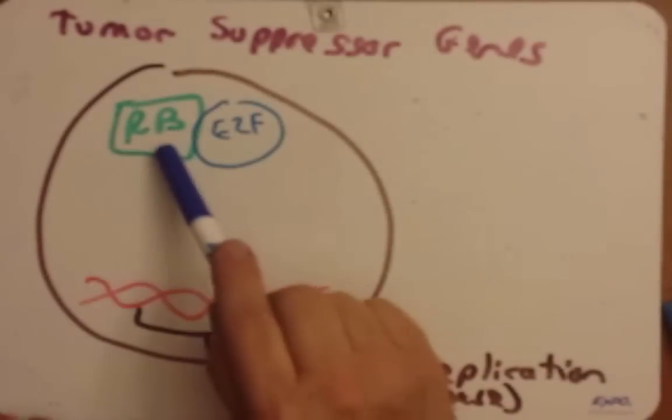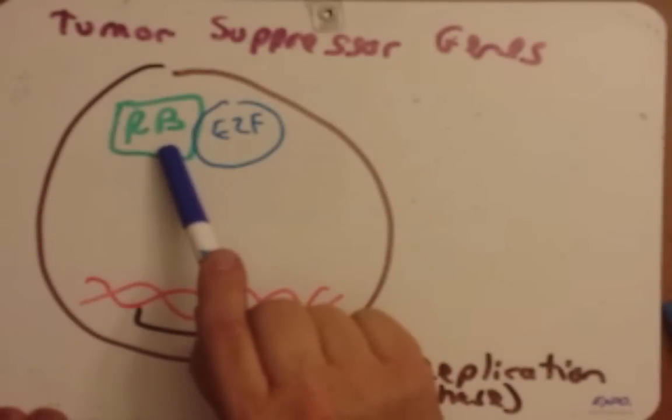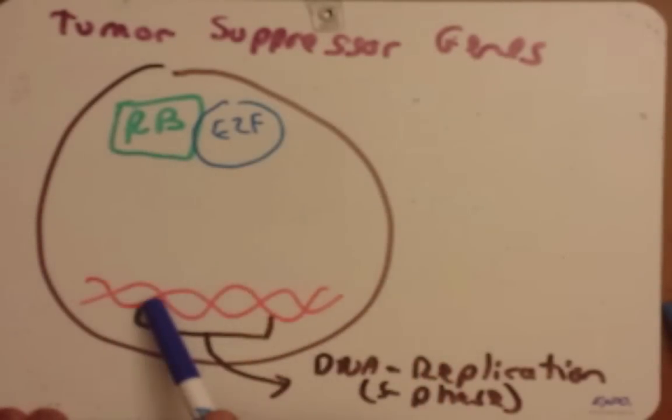E2F, as long as it's bound to the tumor suppressor gene retinoblastoma, can't transcribe this gene. So it keeps the gene off. And it's going to remain here until the cell has made sure all the DNA is mutant-free and is ready to enter the S phase.